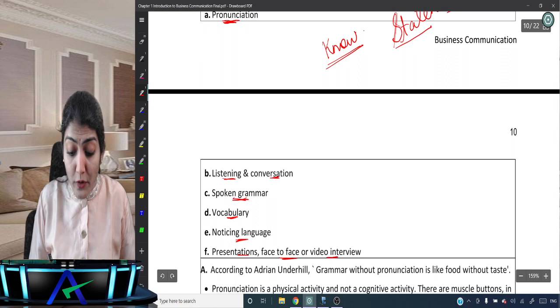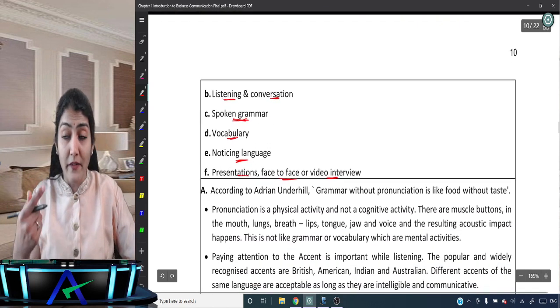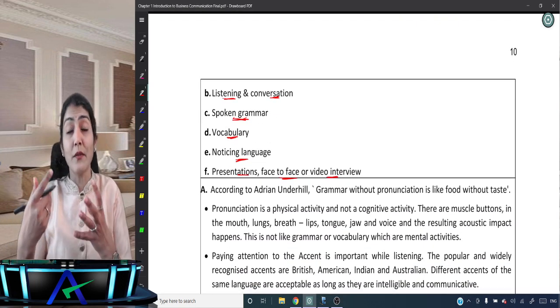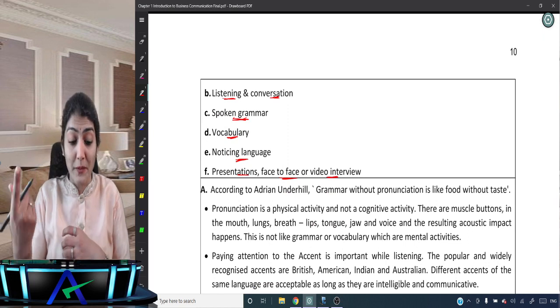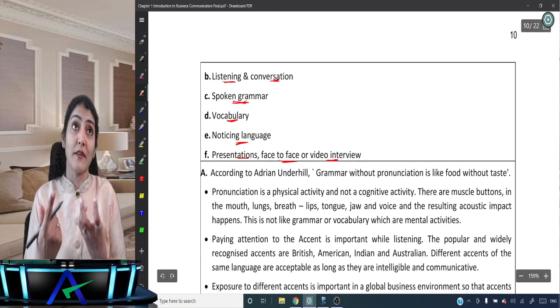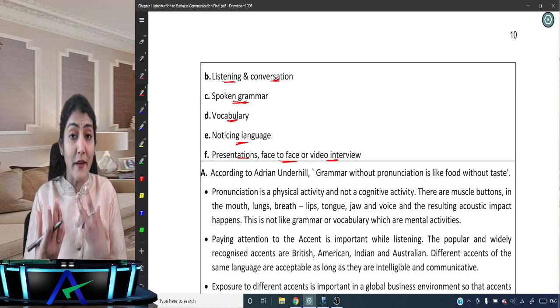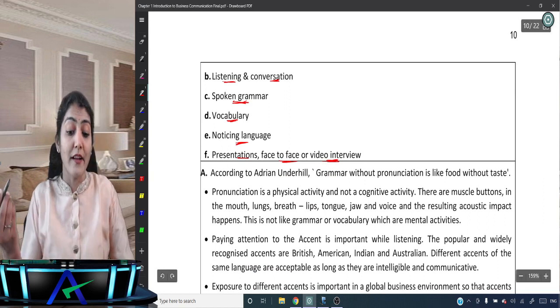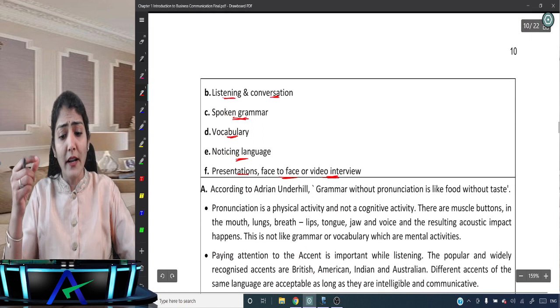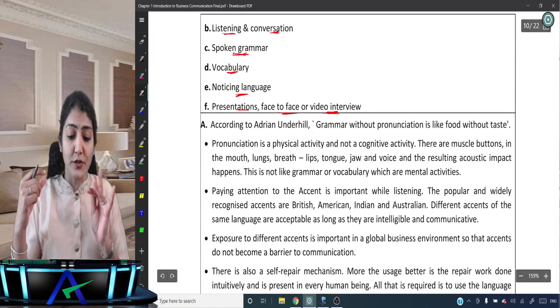Presentations, face to face or video interview, right? Whether you're giving a presentation, how you need to communicate in a face-to-face presentation, or you're sitting in front of a boss giving an interview for a job, face to face, or it could be a Zoom call, that is a video interview. Different nitty-gritties are involved in each one of them.